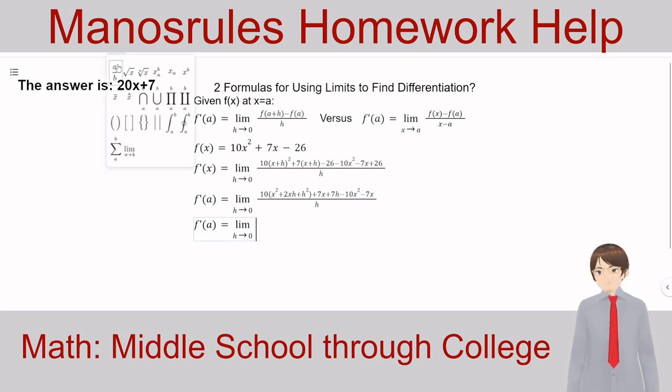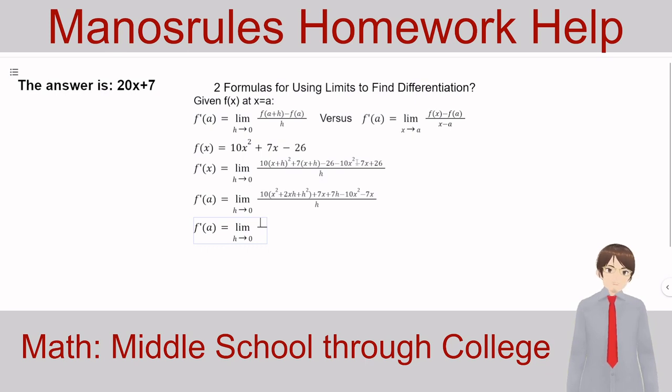Next step, more substitution, and we get 10x squared plus 20xh plus 10h squared plus 7x plus 7h minus 10x squared minus 7x. There we go. Still all over h.